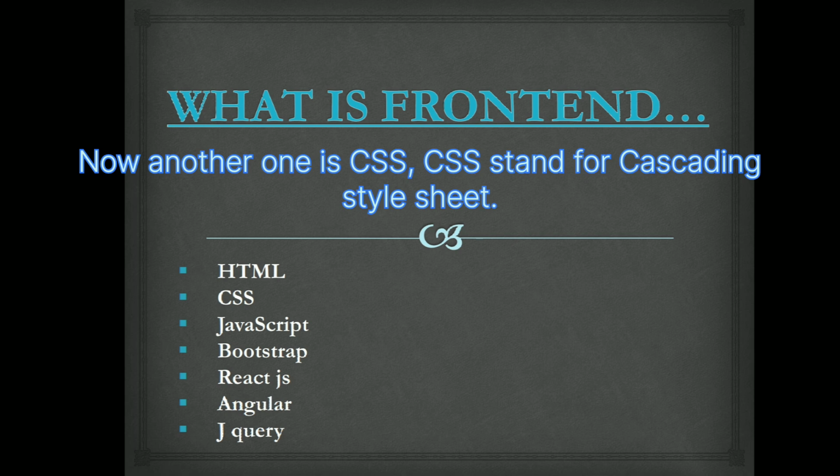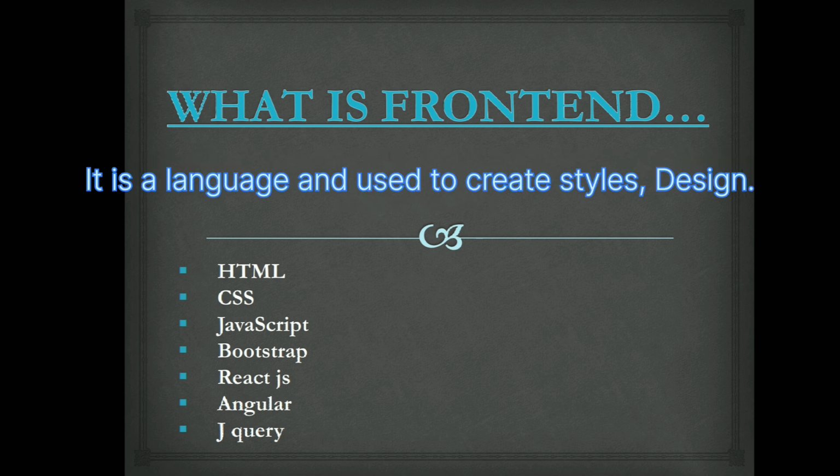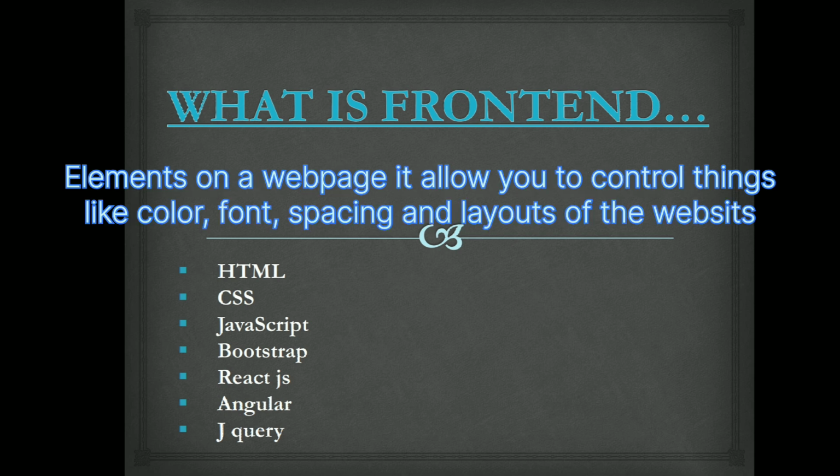Now another one is CSS. CSS stands for Cascading Style Sheets. It is a language used to create styles and appearance of HTML elements on a web page. It allows you to control things like color, font, spacing and layouts of the page.